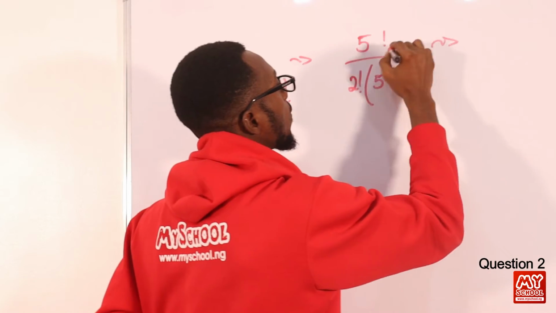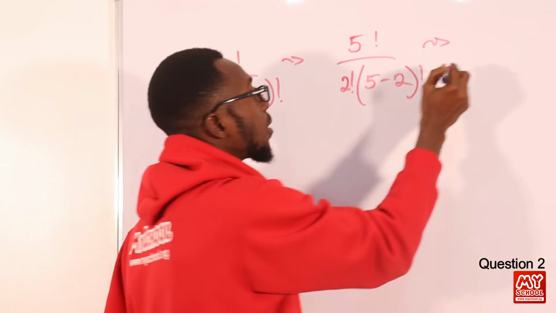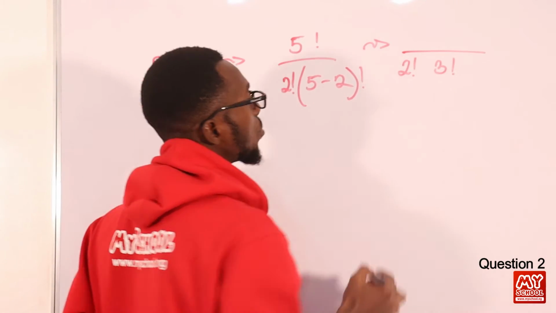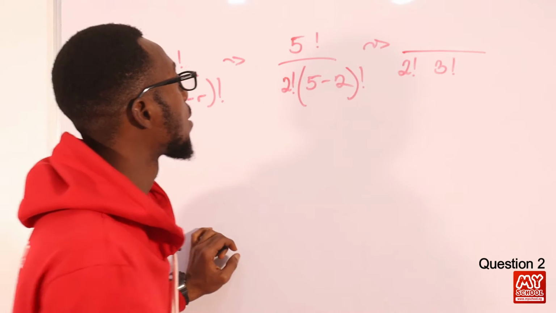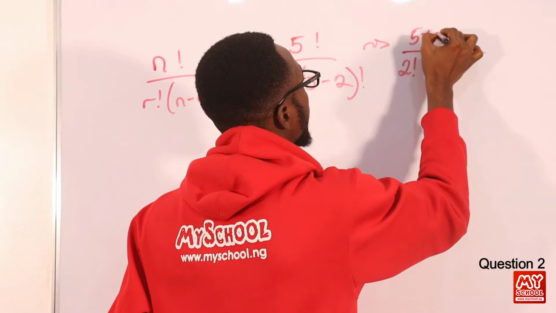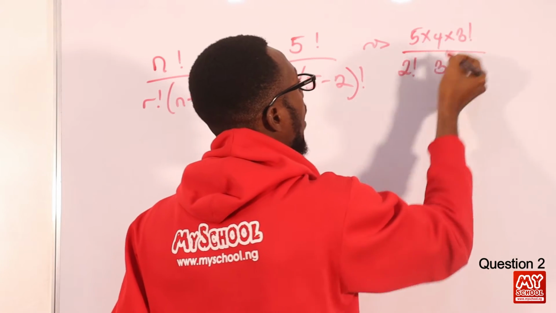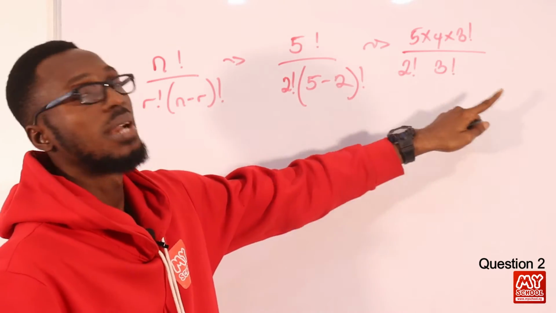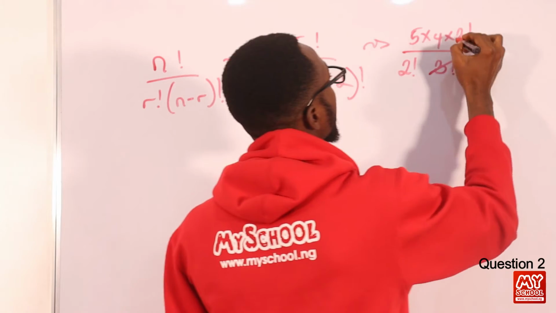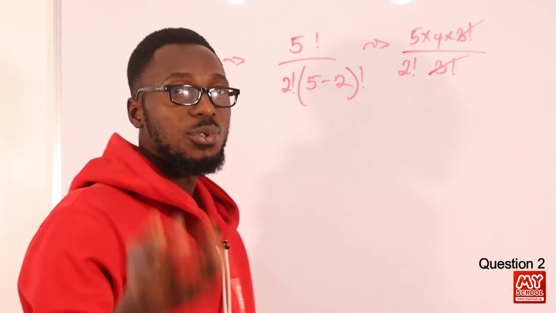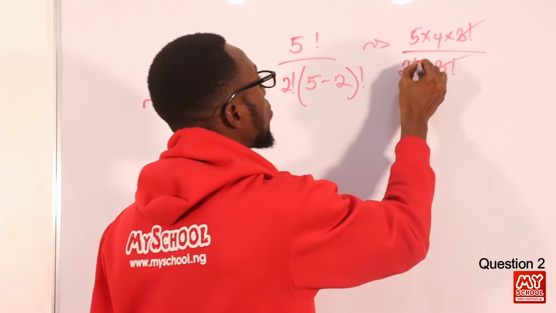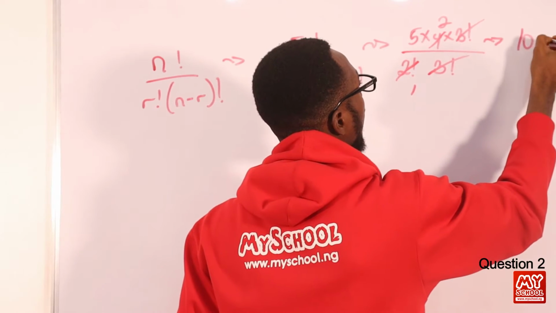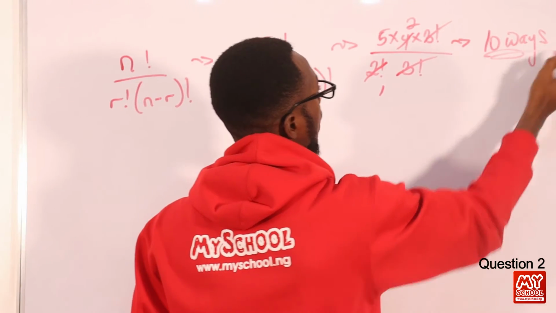So that is 5 factorial. 5 minus 2, that is 3 factorial. So I have 2 factorial, I have 3 factorial. Just to simplify the whole process, I will just say 5 times 4 times 3 factorial, because 3 factorial is 3 times 2 times 1, right? This is also 3 times 2 times 1, so this strikes out this. So 2 factorial is 2 times 1, that is still 2. So 2 here 1, 2 here 2. So 5 times 2, we have 10 ways.